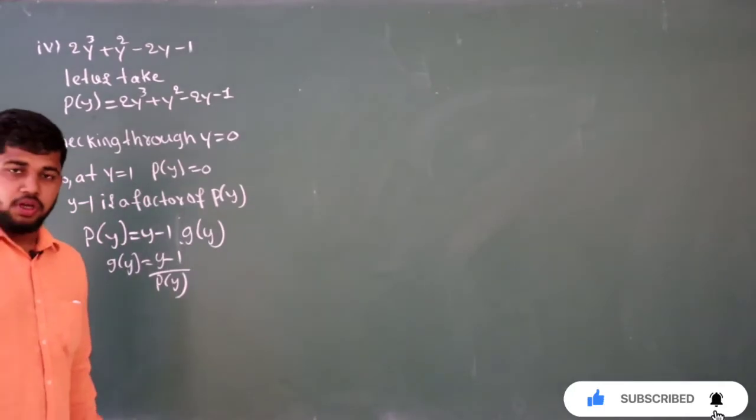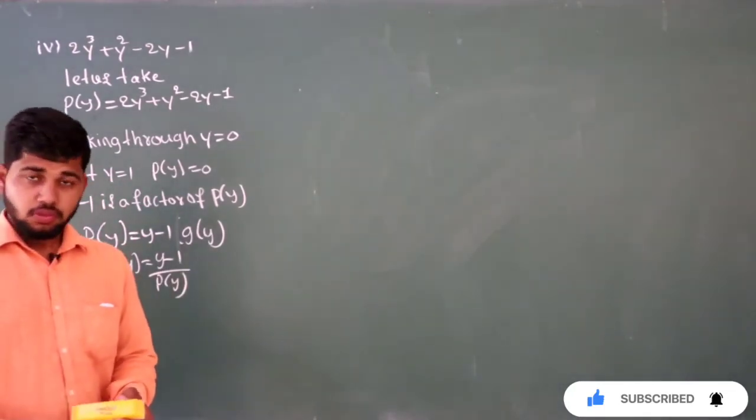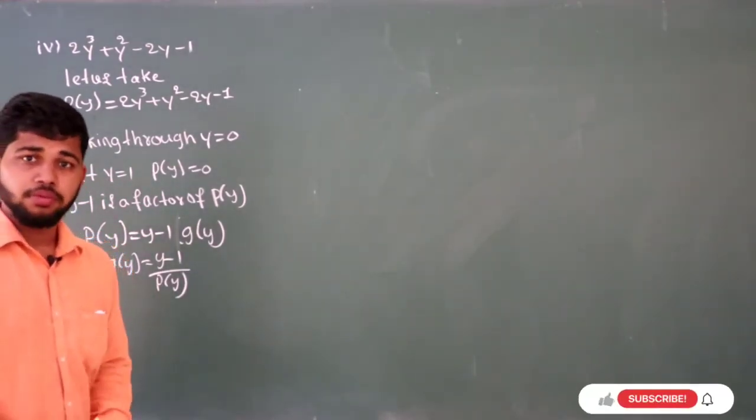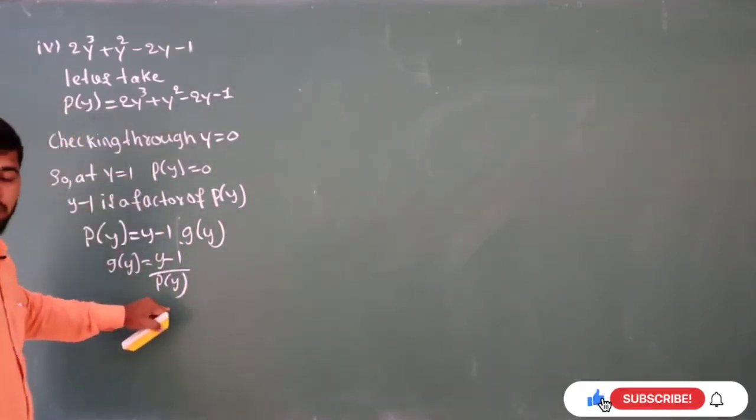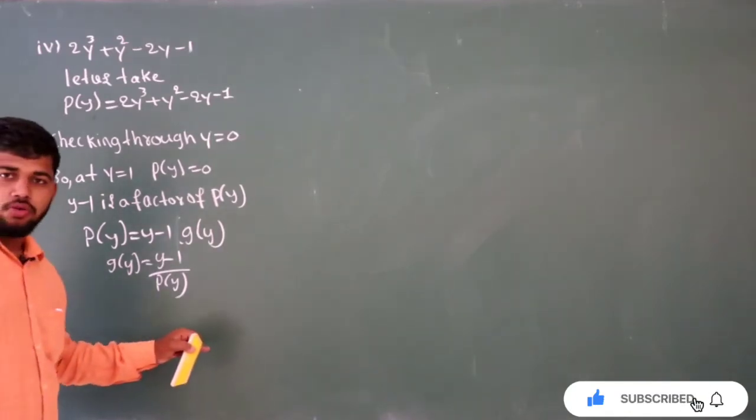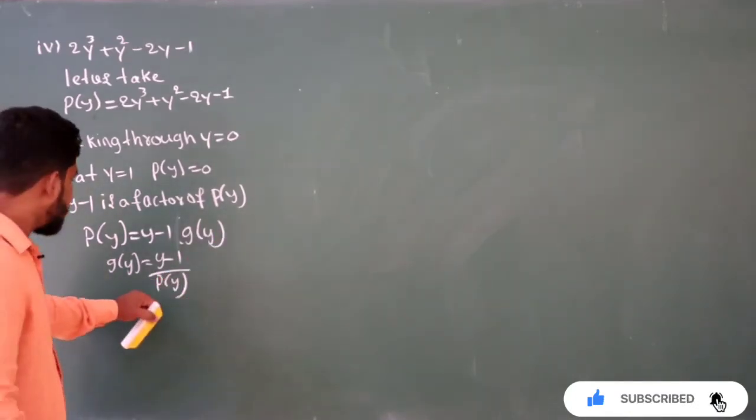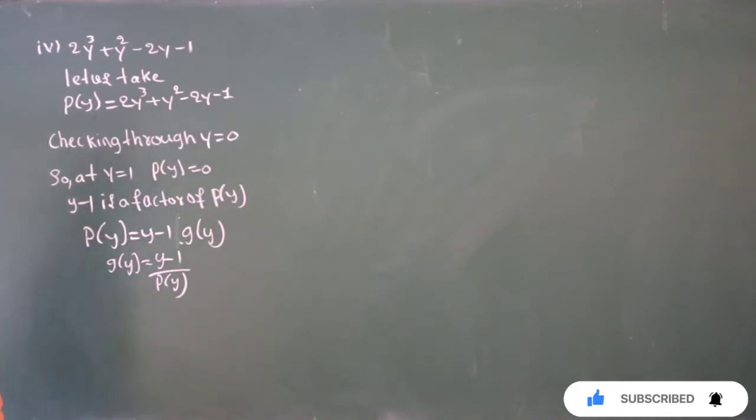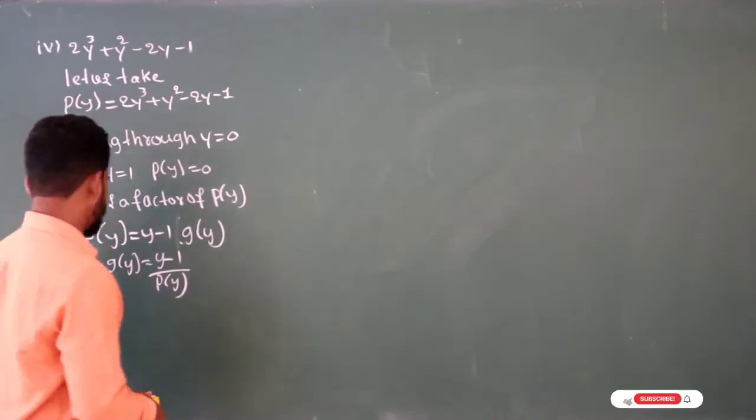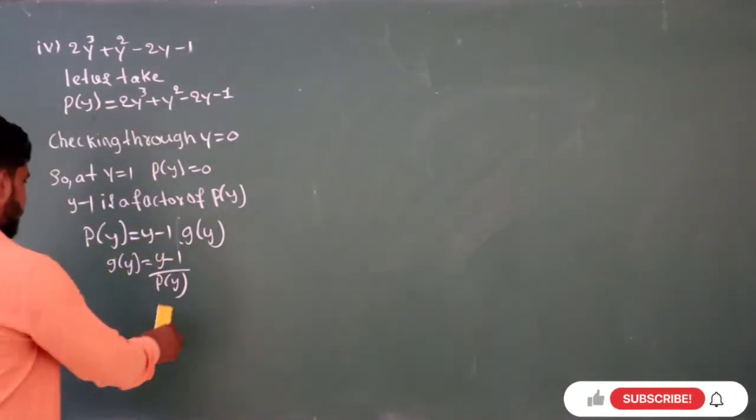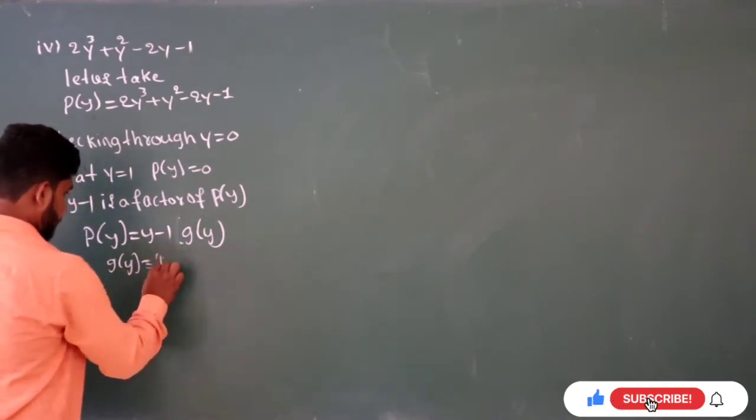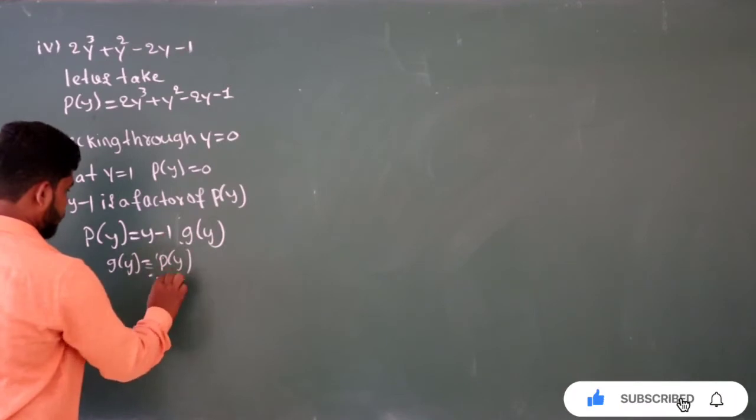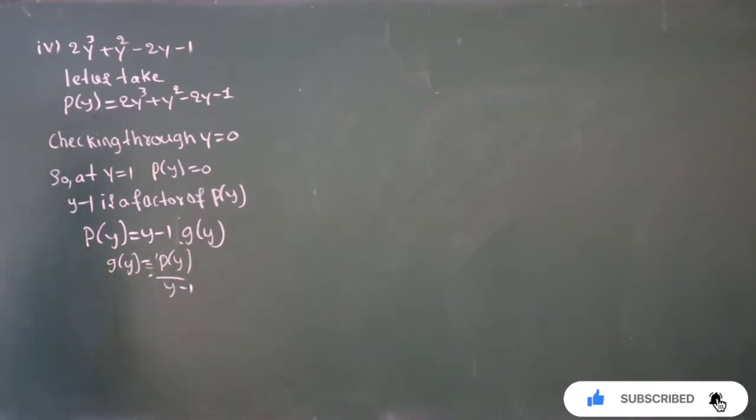What is the problem? Now we have to find the quotient of the given problem by using the p of y and the y minus 1. Now we have to find the g of y. g of y is equal to y minus 1 by the p of y, or we can write it as p of y by y minus 1.